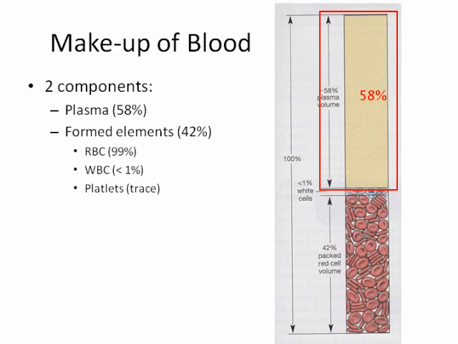It is that liquid foundation to it. The remainder of that blood, that other 42%, is made up of a couple different things. The first thing it is made up of is, of course, red blood cells, which would be the second most significant part of that. 99% of the formed elements, or 99% of the other 42%, is red blood cells.